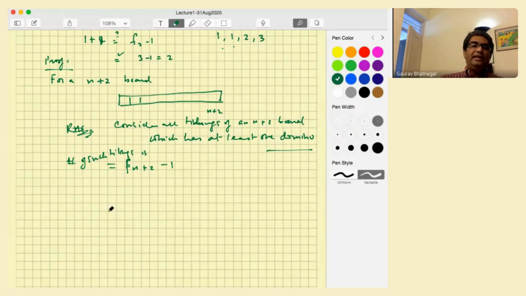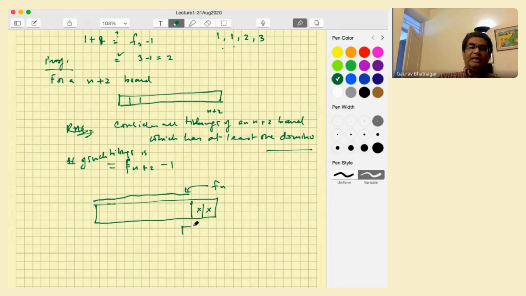and now to get the LHS, what we do is, you're taking all these tilings and they have at least one domino. So suppose the domino is here, the last two steps. How many such tilings are there? We know that the domino is here, so the number of tilings would be Fn of them.